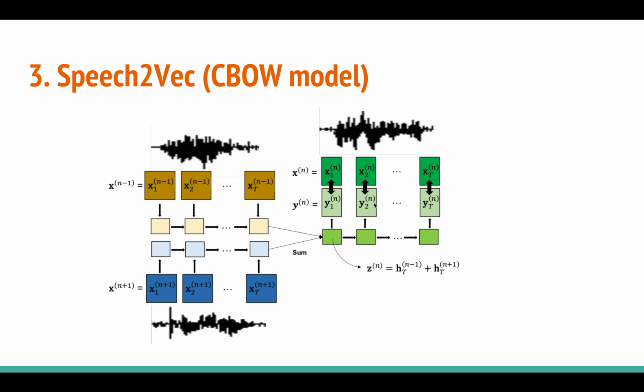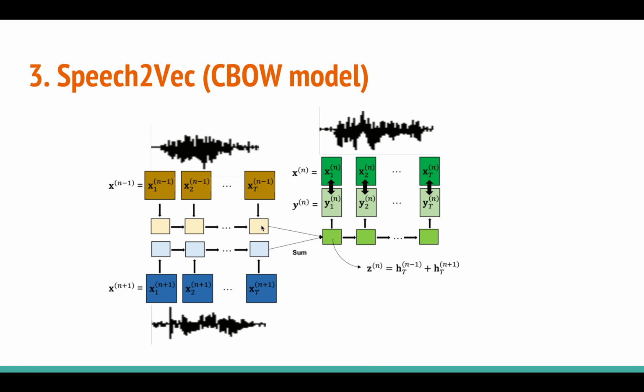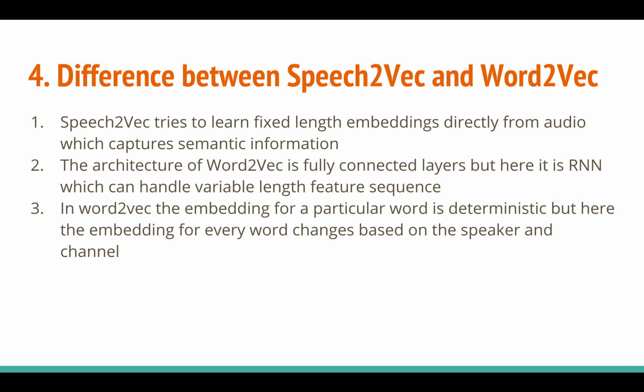Now you can ask me the question, where is the embedding or speech embedding? So the embedding will be obtained by adding the last hidden representations, which is ht of n minus 1, which takes xn minus 1 as input, and ht of n plus 1, which takes xn plus 1 as input, and summing them. That is going to be my Speech2Vec vector, which will have the semantic information about the word. So that is about the Speech2Vec model.